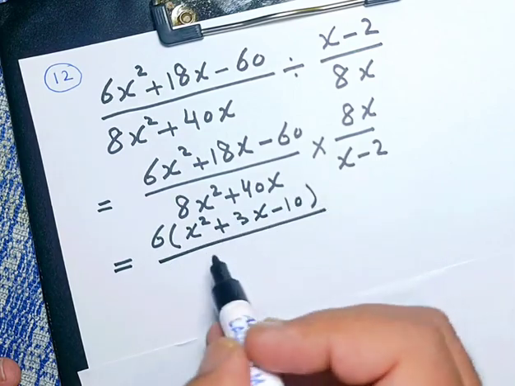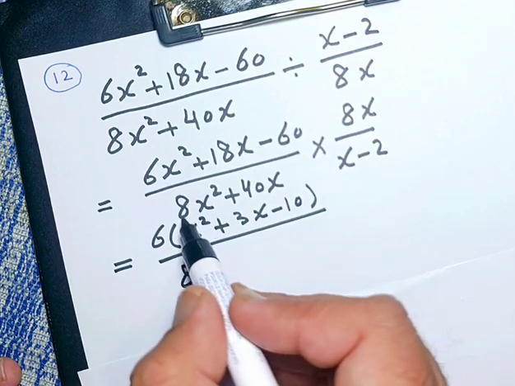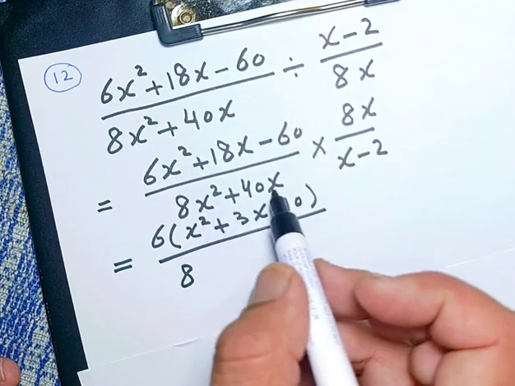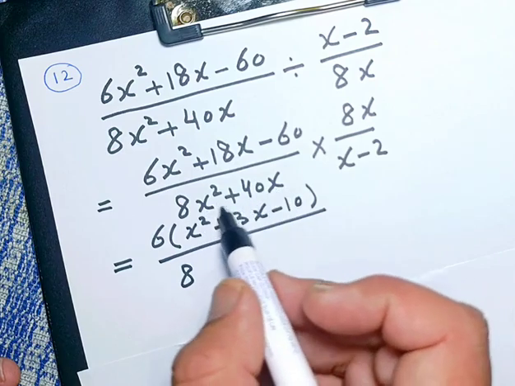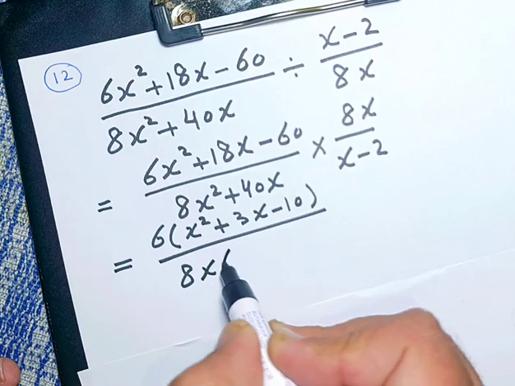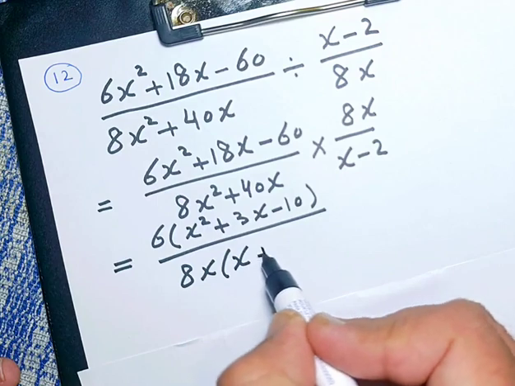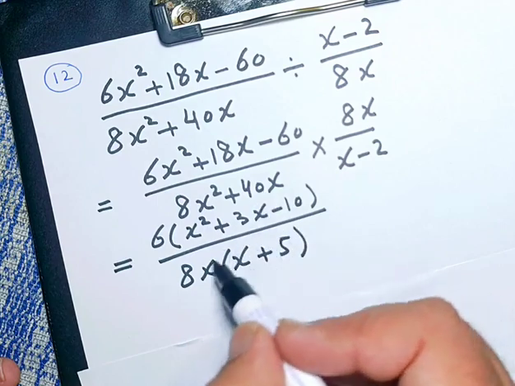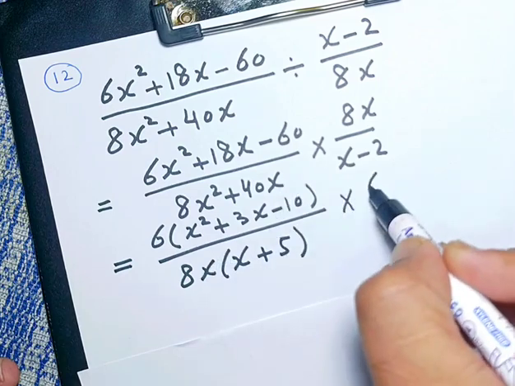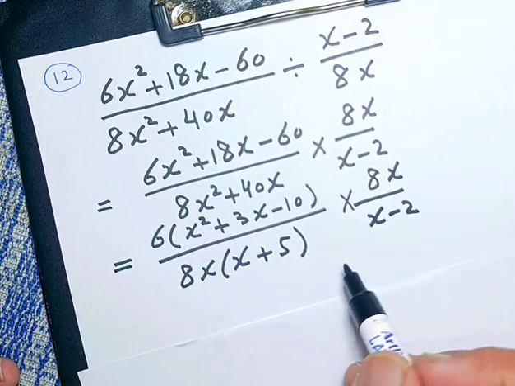left over. At the bottom I can see 8x is common. 8 is the leading coefficient, and 40 can also be divided by 8. And now the variable x is also a common factor because x exists in both. So the 8x is a common factor, and we're left with x and plus 5, because 40 divided by 8 is 5 and x is already out. On this side, multiply, I can't do anything because 8x over x negative 2, there is nothing to factorize here.